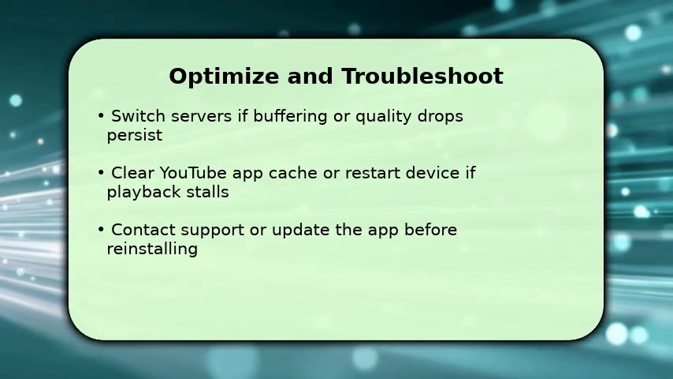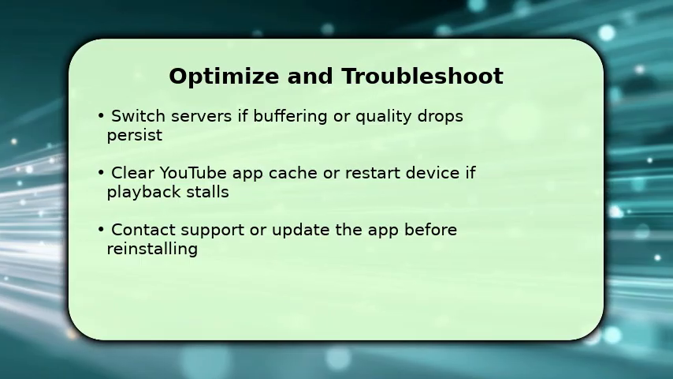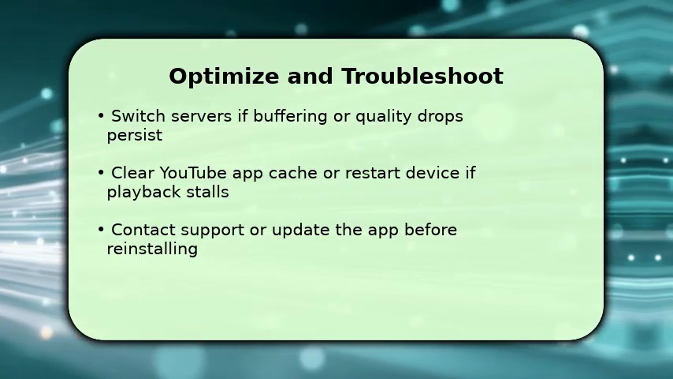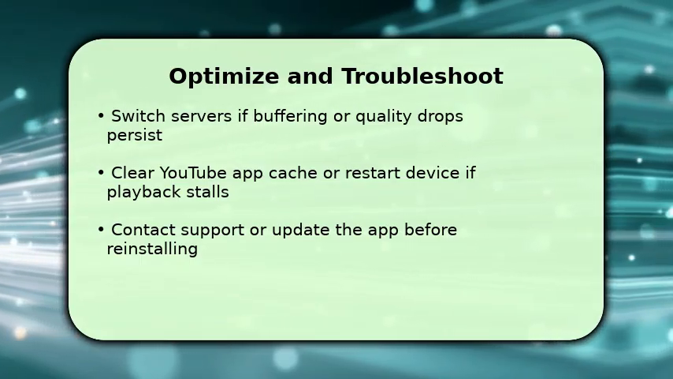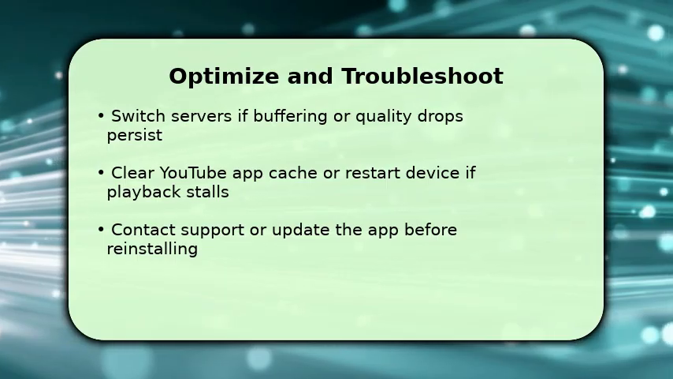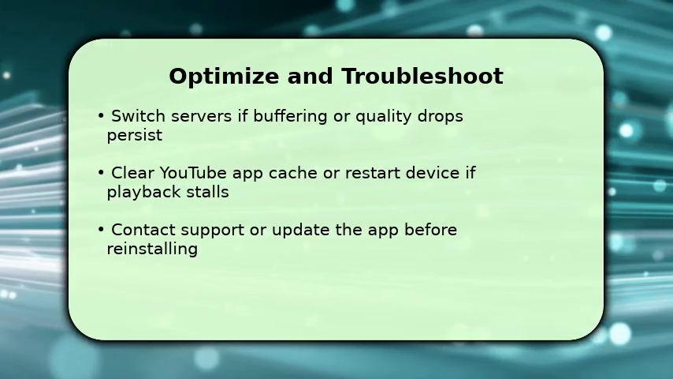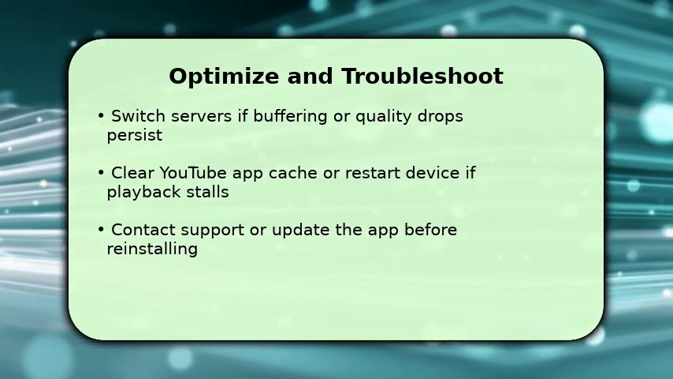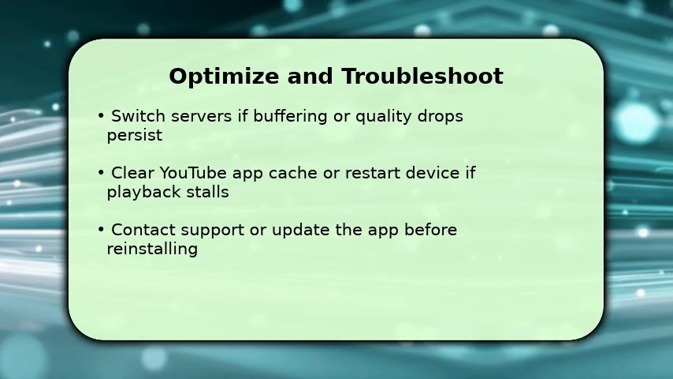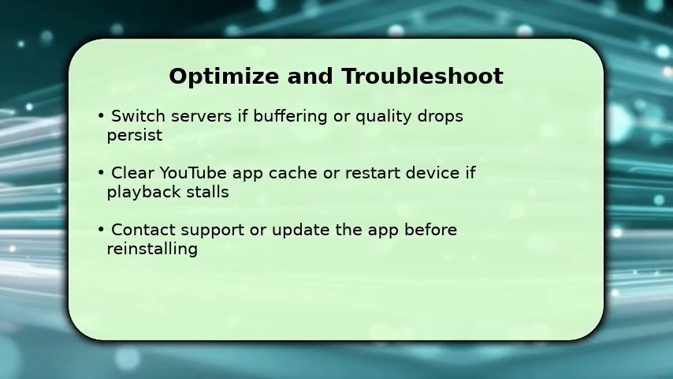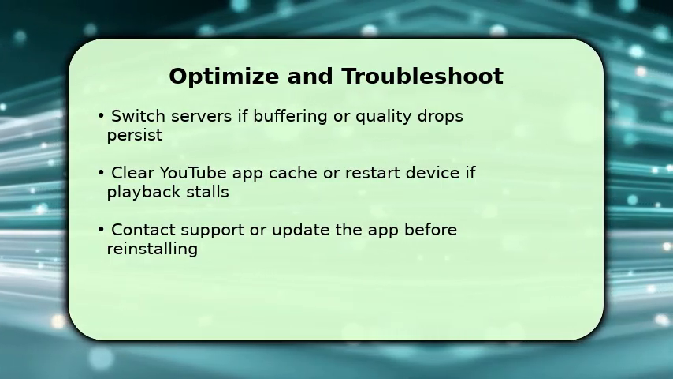If streaming buffers or resolves at low quality, switch to a less crowded server or move to a different city in the same country for better throughput. If playback still stalls, clear YouTube cache or restart your device and then reconnect Turbo VPN. This often resolves stubborn DNS or session issues. If nothing helps, update Turbo VPN or contact support before reinstalling.